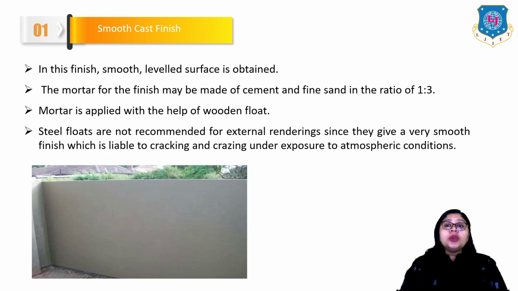First is the smooth cast finish. In this finish, a smooth level surface is obtained, as you can see from this image. The mortar for the finish may be made of cement and fine sand in the ratio of 1:3, and the mortar is applied with the help of a wooden float. Steel floats are not recommended for external rendering since they give a very smooth finish which is liable to cracking and crazing under exposure to atmospheric conditions.